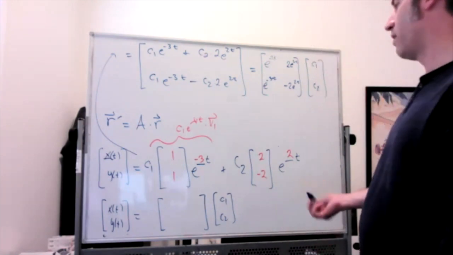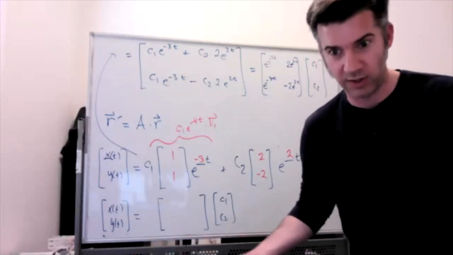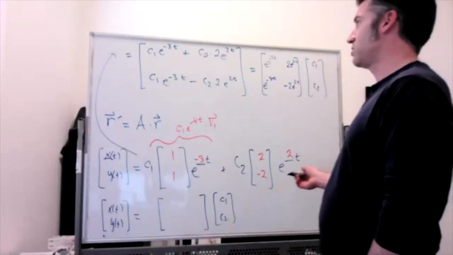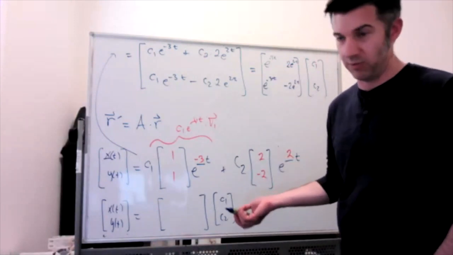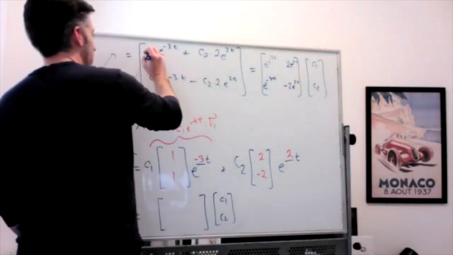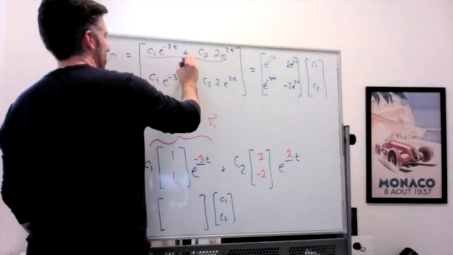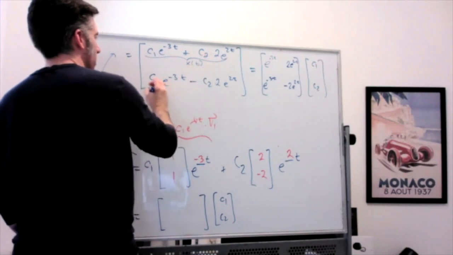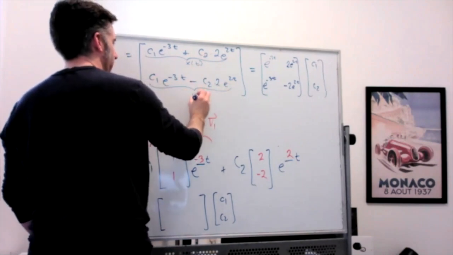And then there's a third way they want you to do it, which is also silly. They want you to say what x of t and y of t are separately. So I'll just point out, this here is your x of t, and this here is your y of t.